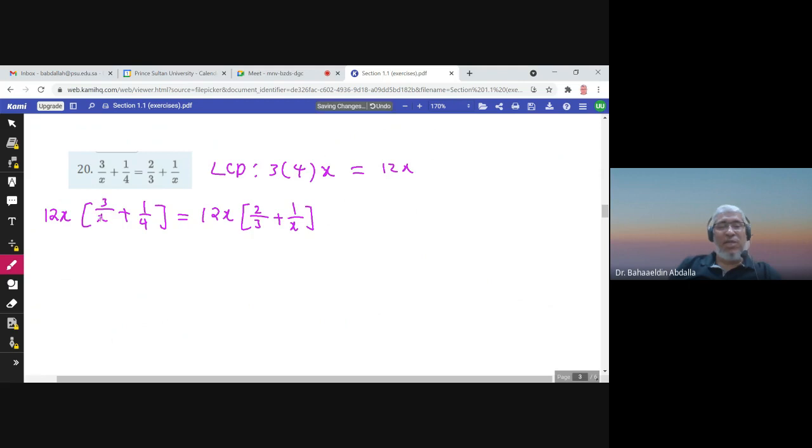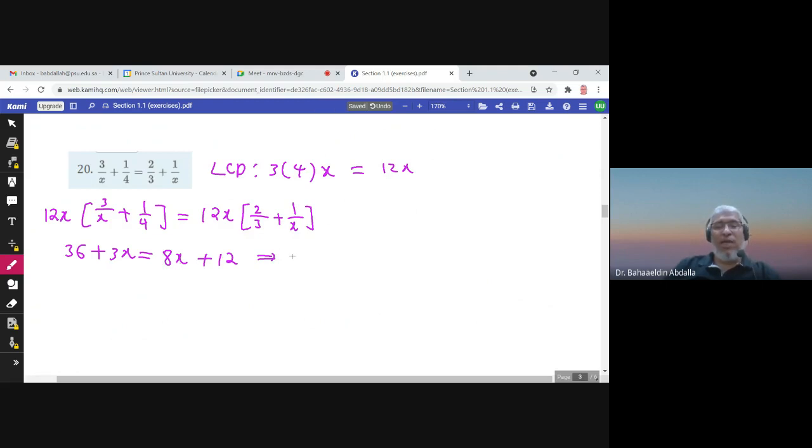Now 12x times 3 over x, x cancels with x, and you get 3 times 12, which is 36. And when you multiply 12x times 1 over 4, 12 divided by 4 is 3 times x, so I'll have 3x. In the right-hand side, 12 over 3 is 4. 4 times 2 is 8 times x, so it is 8x. Plus x cancels with x. 12 times 1 is 12. And all the denominators just disappeared.